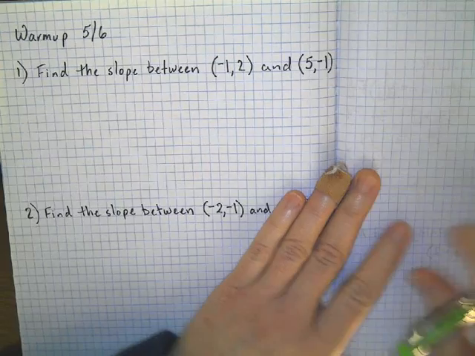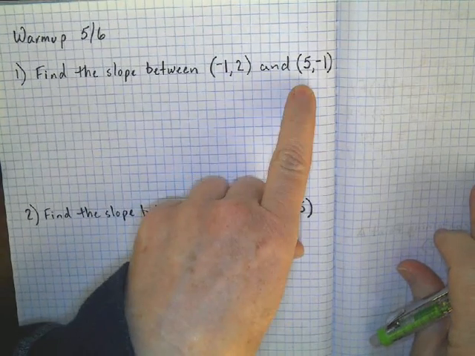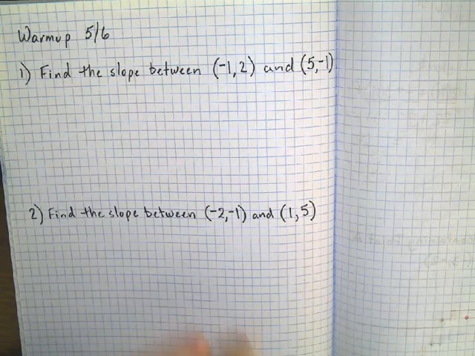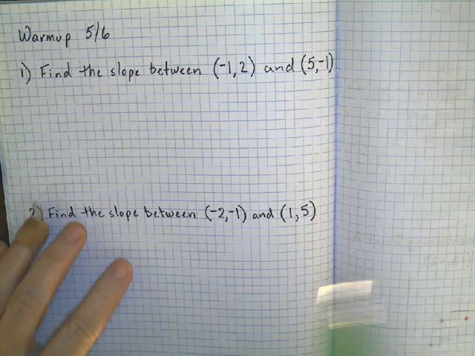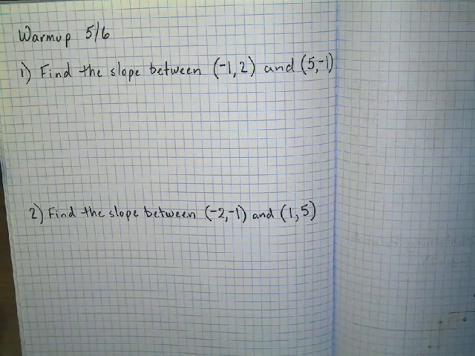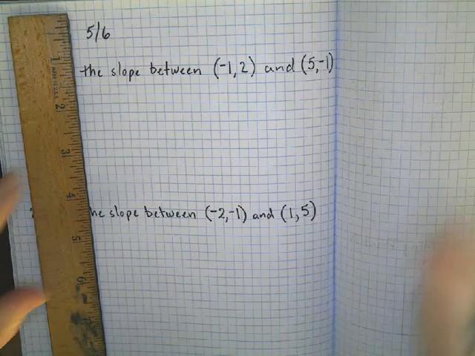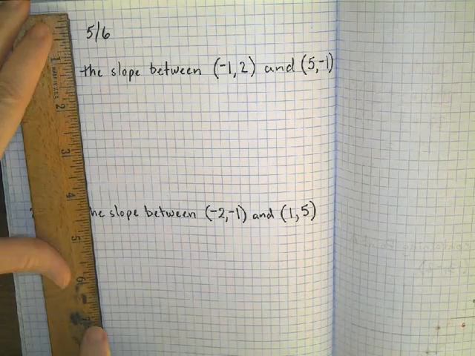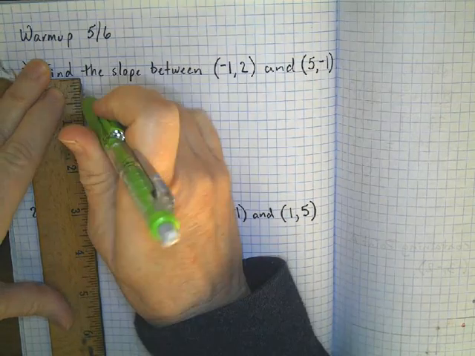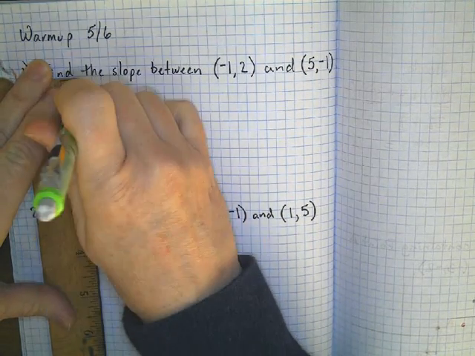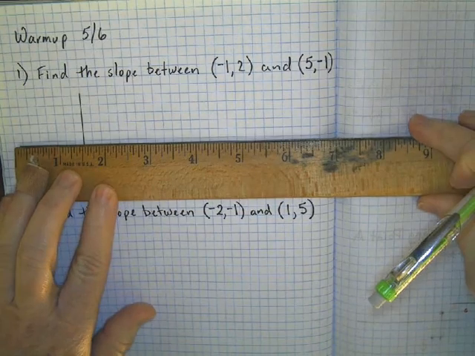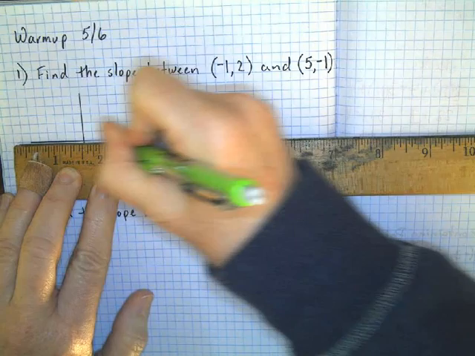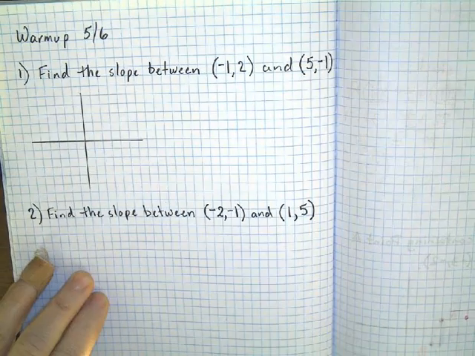Let's find the slope between 2 points. So to find the slope between 2 points, we know how to plot these points. So I'm going to set up my X and Y axis. Put on my glasses so I can see what I'm doing. So I am going to put my points on a graph so I can find the rise and the run. So using the lines on my graph paper, I'm setting up my graph.